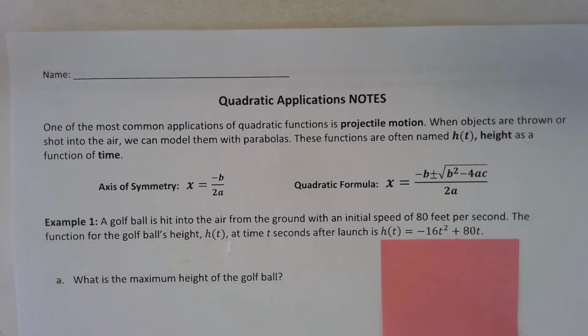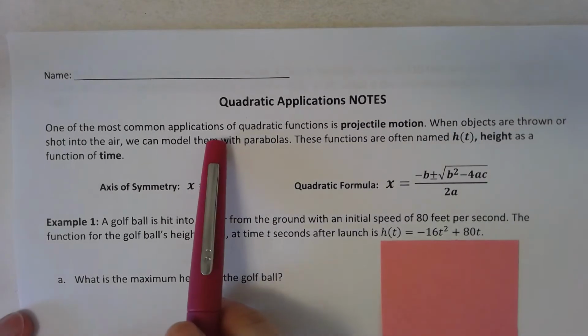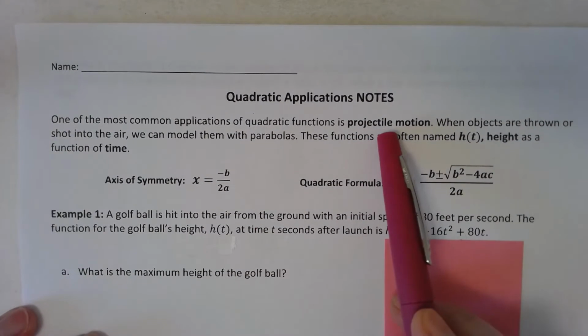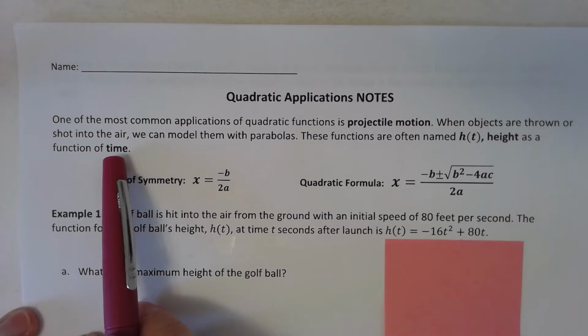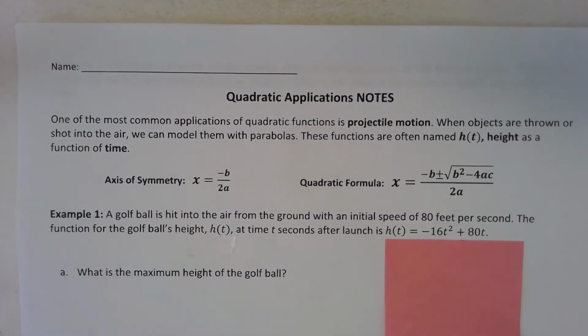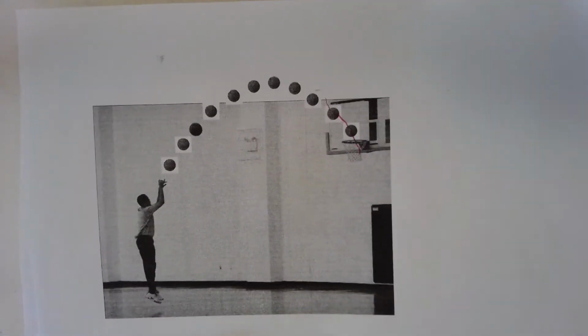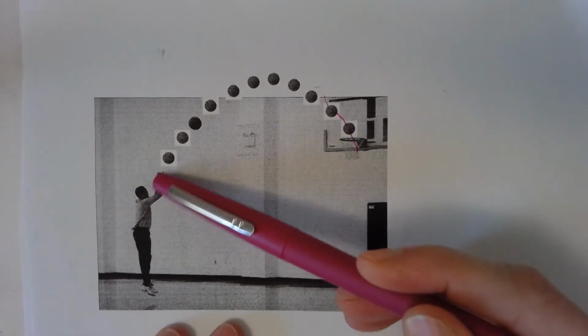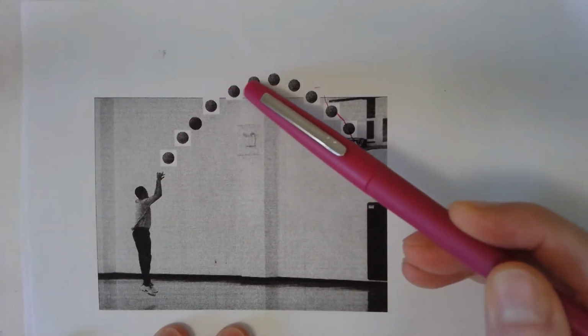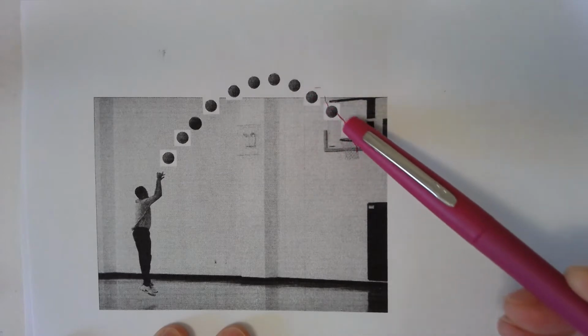Quadratic applications. One of the most common applications of quadratic functions is projectile motion. When objects are thrown or shot up into the air, they can be modeled with parabolas. So if I have a picture of this guy throwing a basketball, the basketball goes up into the air until it reaches its maximum point, and then it starts to fall.